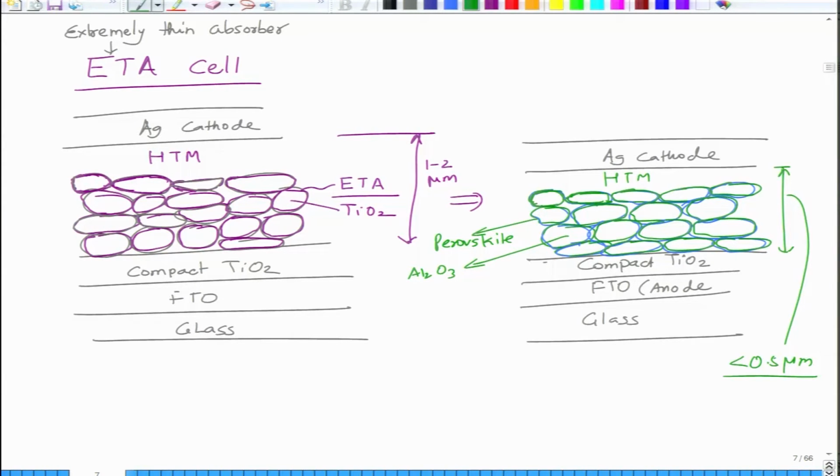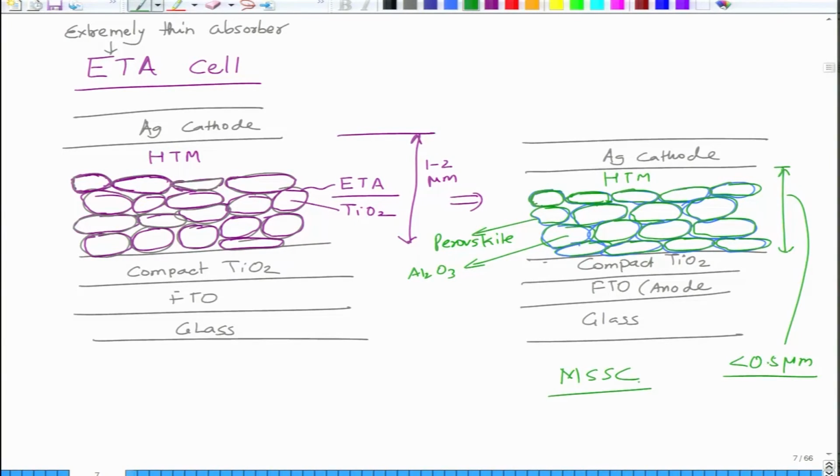So, this is what gave rise to what we call a mesostructured, this is called MSSC, by the way, mesosuperstructured solar cell. So, this gave rise to the beginning of the perovskite solar cell. Perovskite work started in 2009, and then in 2011-12 the Oxford group and the Gratzel group worked tirelessly to develop good quality perovskite solar cells, and today a lot of people are working on perovskite solar cells.